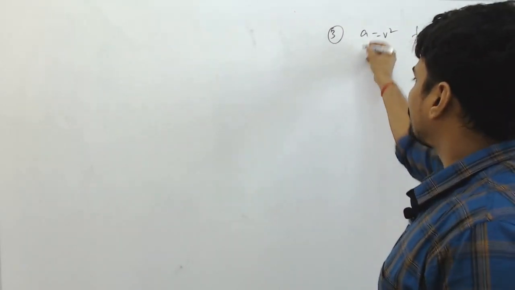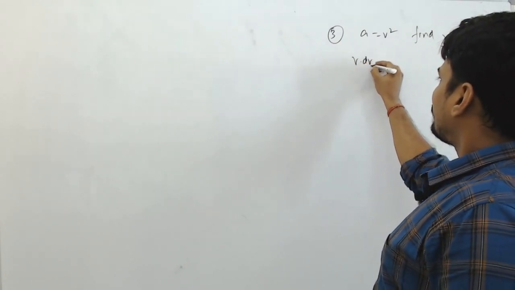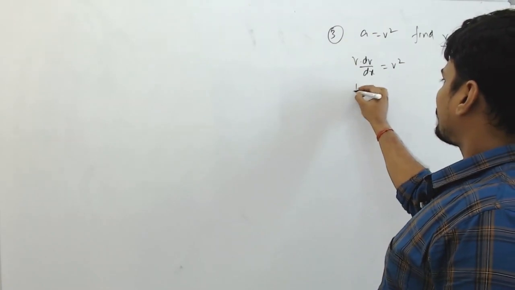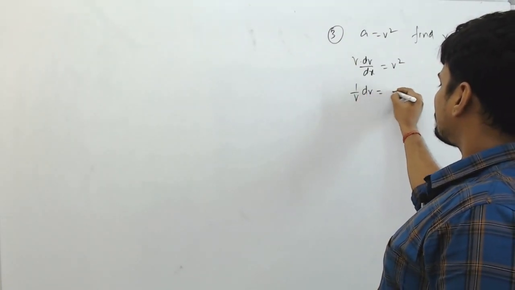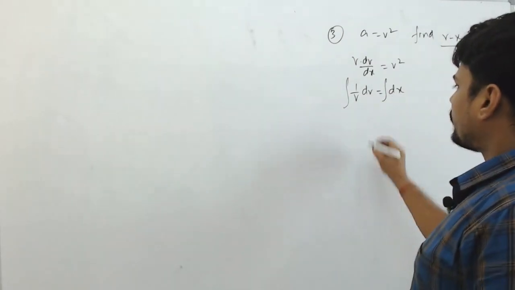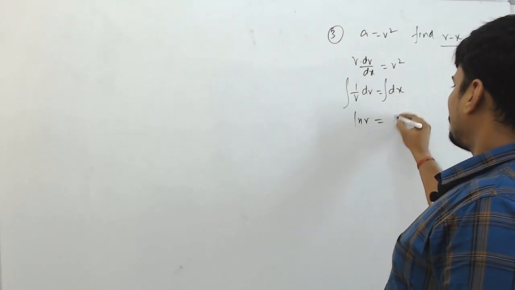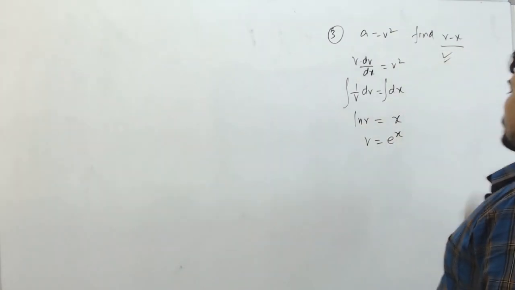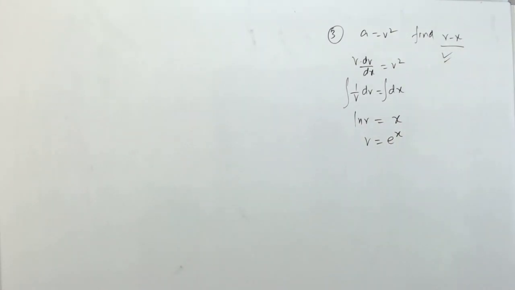कोई मुश्किल बात नहीं है. a is what? dv upon dx times v, that is going to be v square. Bring it this side, I'll be having 1 upon v dv is equals to dx. Integrate कर दो जी. कोई बड़ी बात नहीं है. It's going to be how much? Log of v is going to be x. v चाहिए. That's going to be how much? e to the power of x. बल्ले बल्ले खत्म. Game over.